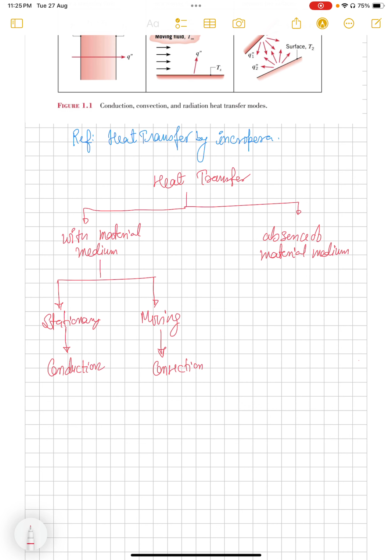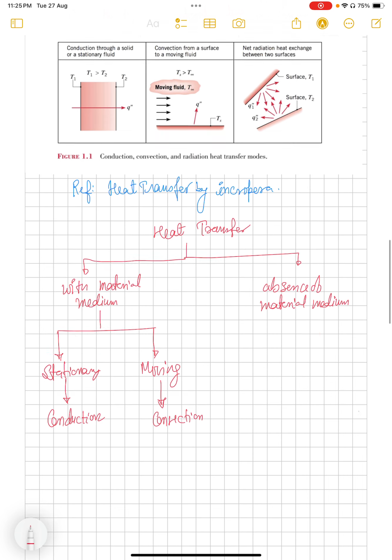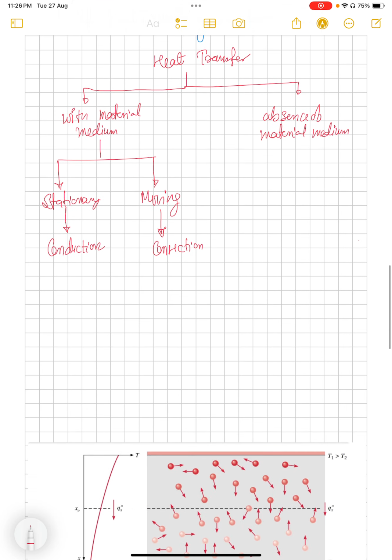So conduction is the mode of heat transfer through a solid, because solid is stationary generally, or any fluid, liquid or gas which is stationary and maintained at different temperatures at the two surfaces. And convection further can be classified into natural convection and forced convection.